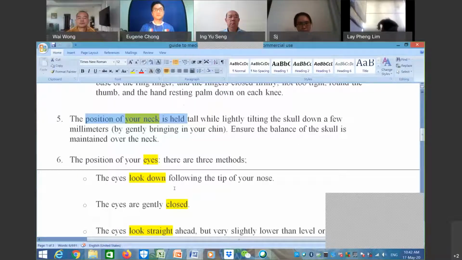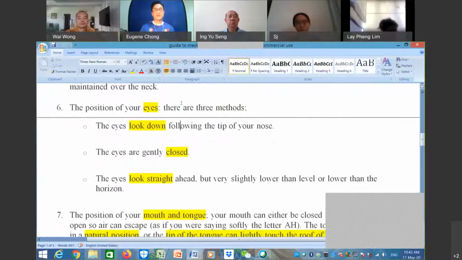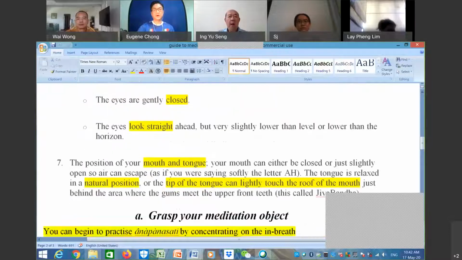Ensure the balance of the skull is maintained over the neck. Position of your eyes, there are 3 methods. The eyes look down, following the tip of your nose. The eyes are gently closed. The eyes look straight ahead, but very slightly lower than level, or lower than the horizon.